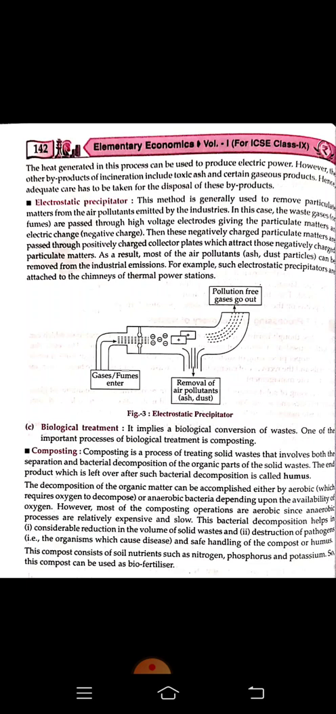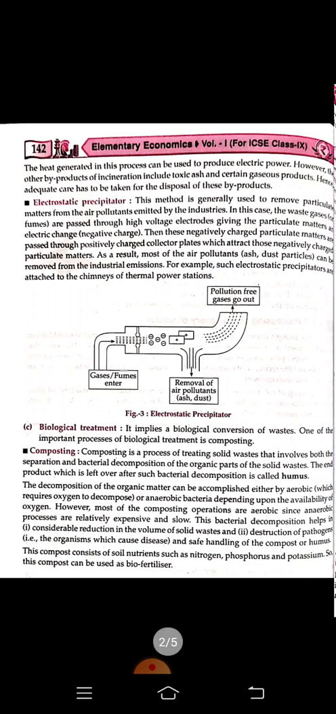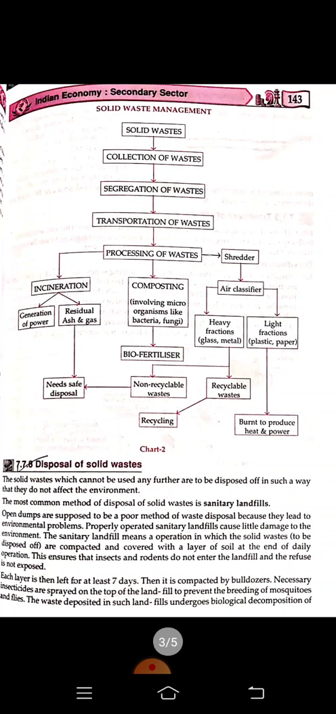Properly operated sanitary landfills cause little damage to the environment. Each layer is left for at least 7 days, and then it is compacted by bulldozers. As necessary, insecticides are sprayed on top of the landfills to prevent the breeding of mosquitoes and flies, as the waste in such landfills undergoes biological decomposition. You can see in the picture also how the waste is layered one after the other.